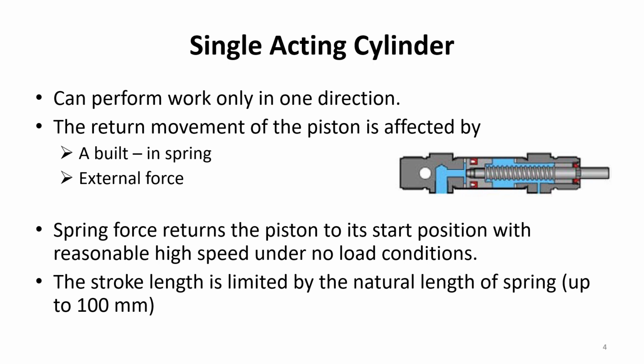And this means that the retraction stroke of the cylinder will always be faster than the extension stroke. And this is accomplished because of the compressed spring. The stroke length of this single acting cylinder will be limited by the natural length of the spring. Typically, standard single acting cylinders are available up to 100 millimeter of stroke length.